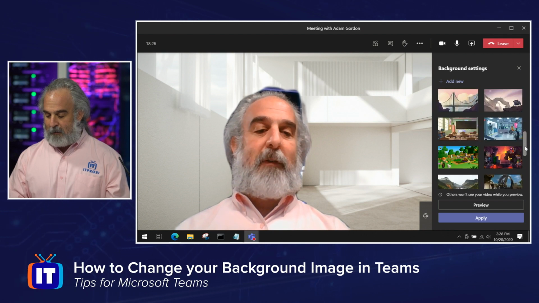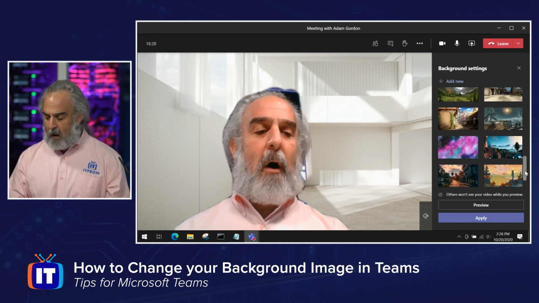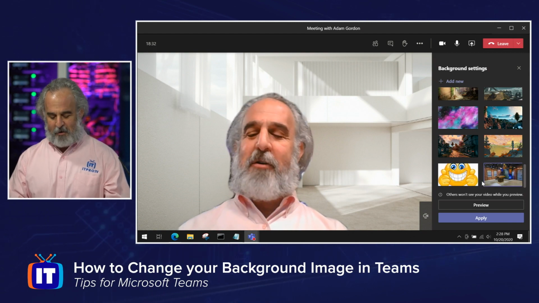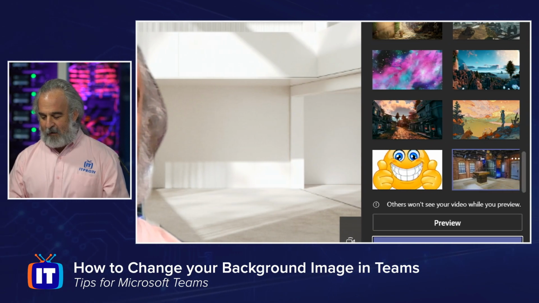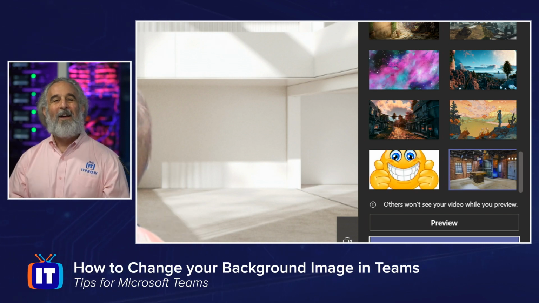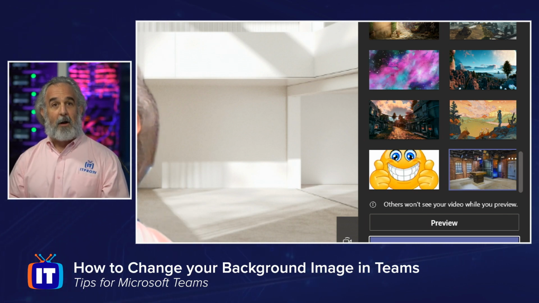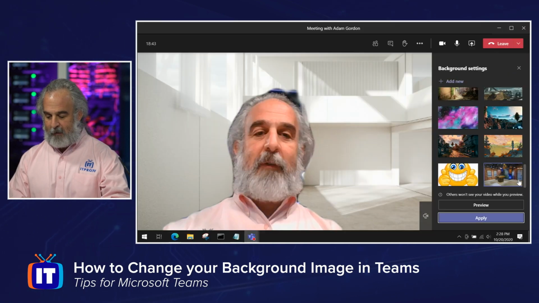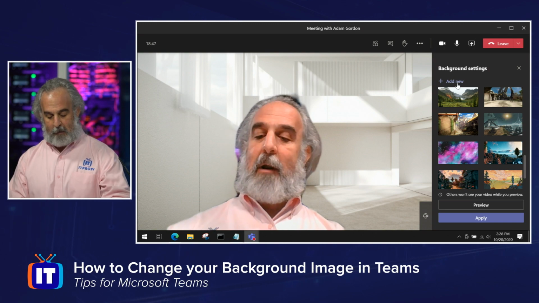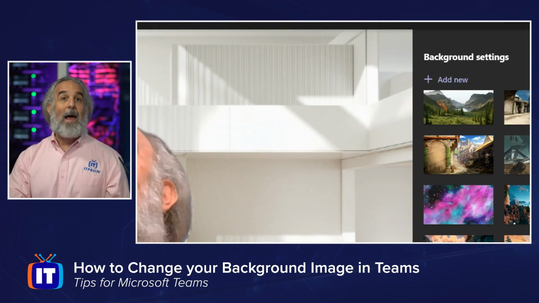And as I go down towards the bottom, I'll see all the built-in images. And there's some things going on down here that are a little unusual. These are actually going to be custom images, pictures that I've added in. Mr. Smiley face there, and a picture of one of our studios here at IT Pro TV. And the way I got those in there before I select them is that I came up to the top here under background settings, and I choose that Add New option.